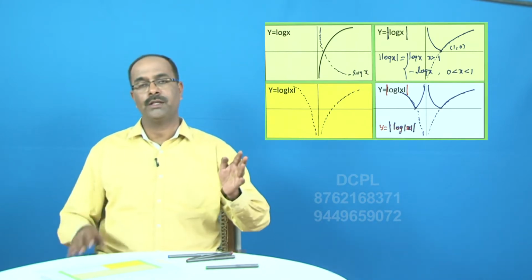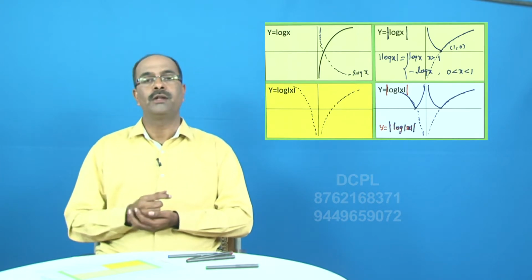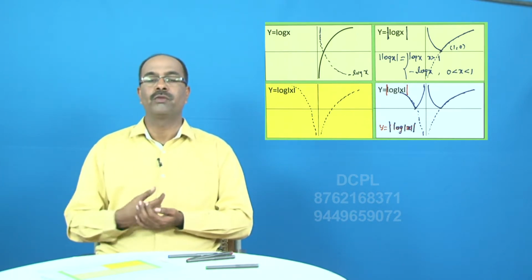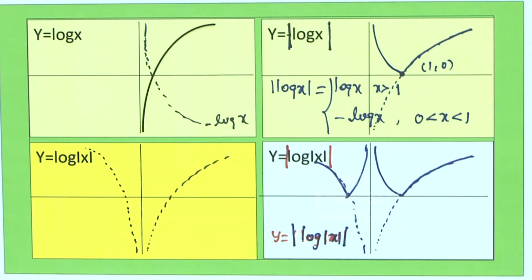For e power minus x, the positive x-axis is the asymptote. Similarly, for log x, the negative y-axis is the asymptote. For minus log x, the positive y-axis is the asymptote. You can see here, dear students, for log x, this line tries to meet this particular curve at minus infinity, right? Therefore, this is the asymptote to this. Similarly, for minus log x, this line meets the curve at plus infinity. Therefore, this line is the asymptote for this.